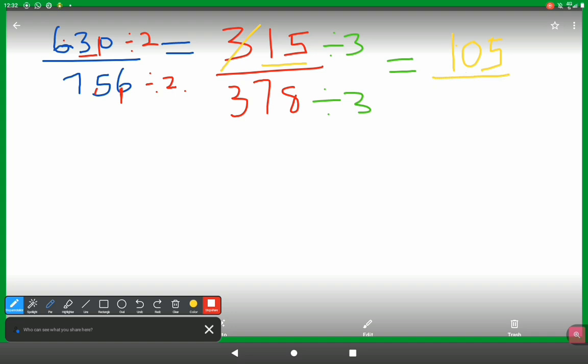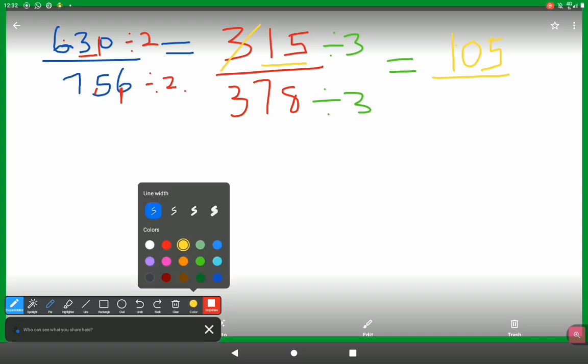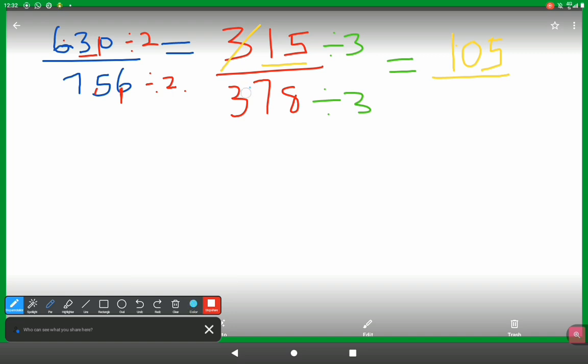Alright? So for the denominator, 3 divided by 3 is 1. 7 divided by 3 is 2, remainder 1. The 1 will be put here. Becomes 18. 18 divided by 3 is 6. Now I'm having 105 divided by 126. Alright, so 105 over 126.